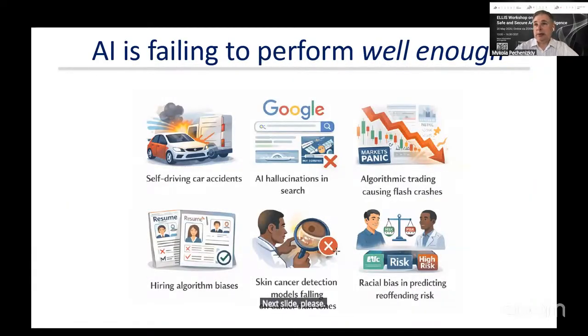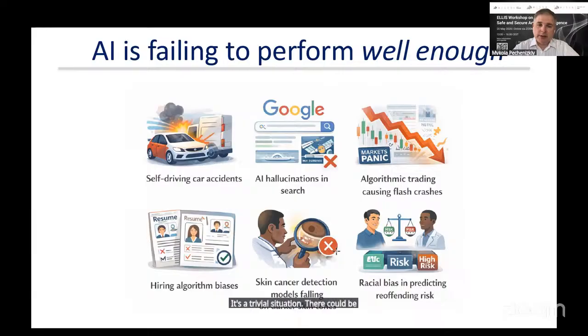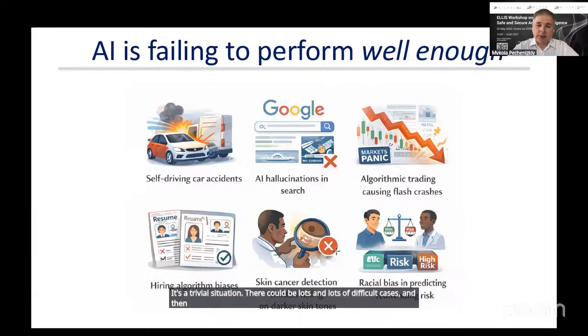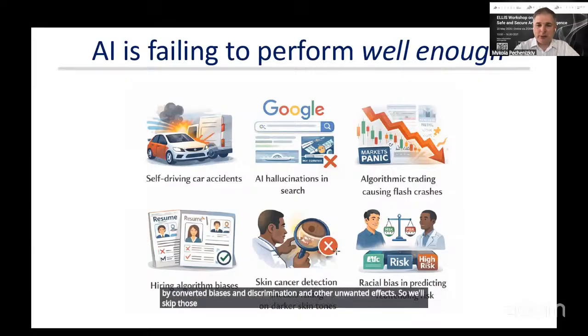We also see lots of examples where AI fails potentially miserably, especially when humans wouldn't make such stupid mistakes in a variety of settings, but it's not necessarily that it's a trivial situation. There could be lots of difficult cases, and pushing AI to the limit in those cases, there's still a long path to go. There are already many aspects mentioned about unwanted biases, discrimination, and other unwanted effects, so I'll skip those.